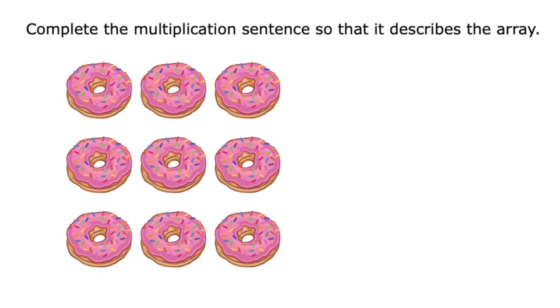And last but not least, we have some donuts here. Please write the equation that represents this array of donuts. If you had written down 3 times 3 equals 9, you would be correct.